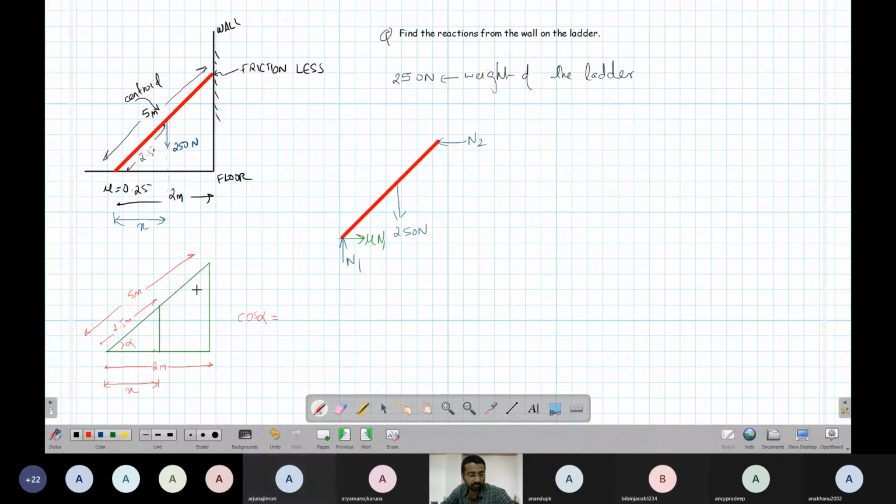X upon X. Value triangle. 2 by 2/5. Cos triangle: X by 2.5. These are the same cos alpha, so I can equate these two. 2/5 equals x upon 2.5. That's the answer. X is the answer.